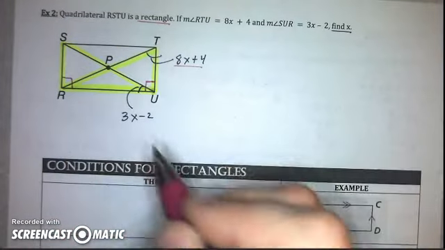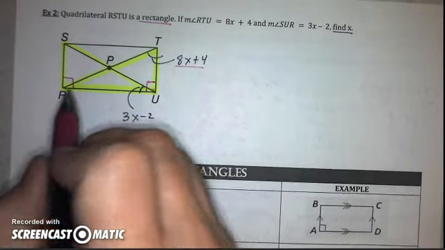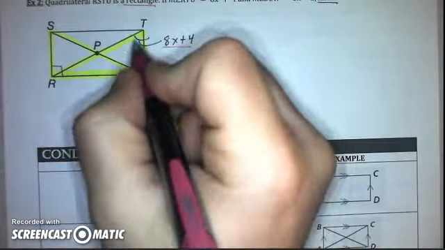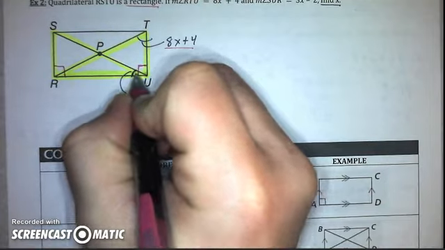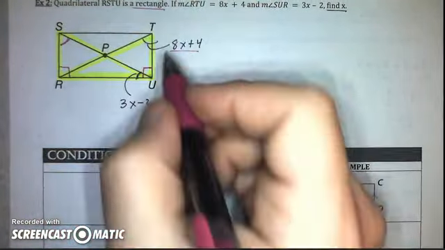Okay, because the diagonals are congruent, that means the hypotenuses of each of those triangles are congruent, and they share this leg, so the triangles could be congruent by HL. That means that this angle is the acute angle of a triangle, and this angle is another acute angle of a triangle, and it's also 8x plus 4.